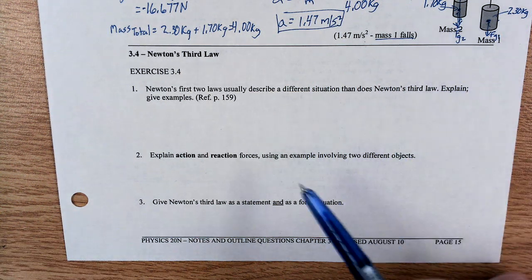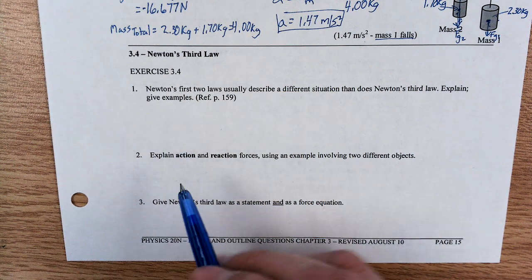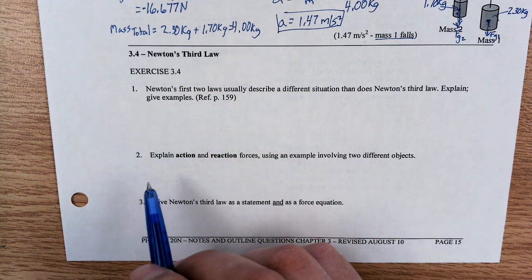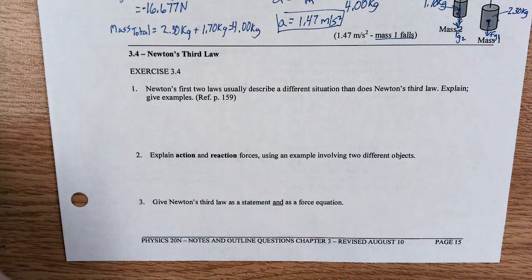Newton's first two laws describe a different situation than Newton's third law. Explain and give some examples. This is on page 159 of your textbook. Basically it's saying Newton's first two laws describe the motion of an object. If you push an object, you're giving it force on that mass and it accelerates depending on the force. Newton's third law is kind of an action-reaction. By you giving that object force, some of that energy comes from you, basically.